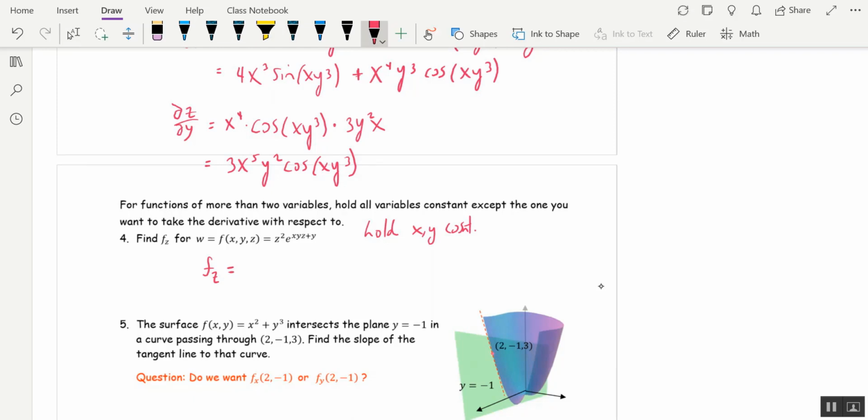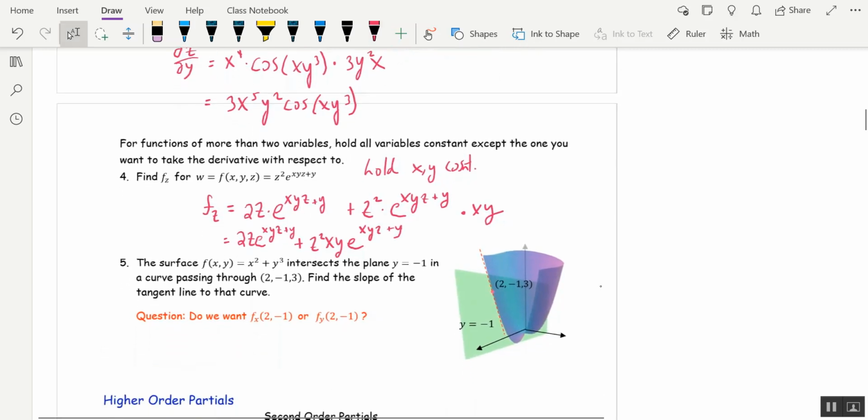again, we're going to need the product rule. So 2z, and then multiply by e to the xyz plus y, and then add on z squared, and then we want the derivative of that exponential term. So we multiply by e to the xyz plus y, and then we have to multiply by the derivative of the exponent. The derivative of the exponent with respect to z is xy. So altogether, we have 2z e to the xyz plus y plus z squared xy e to the xyz plus y.